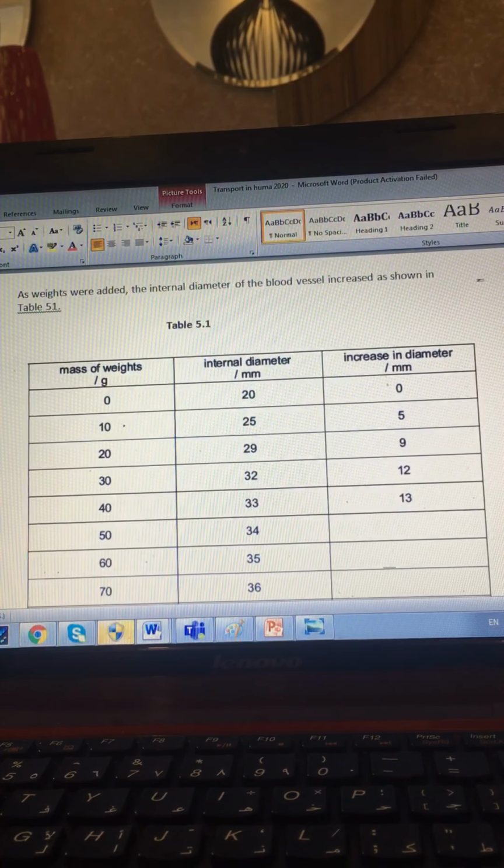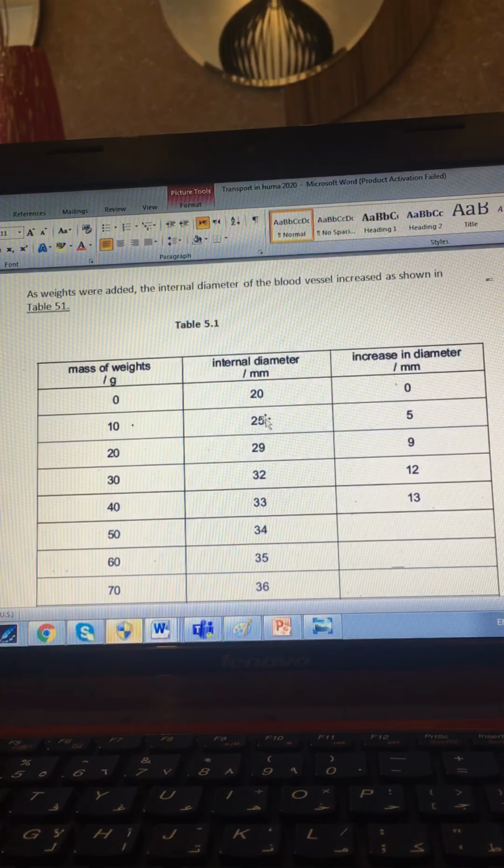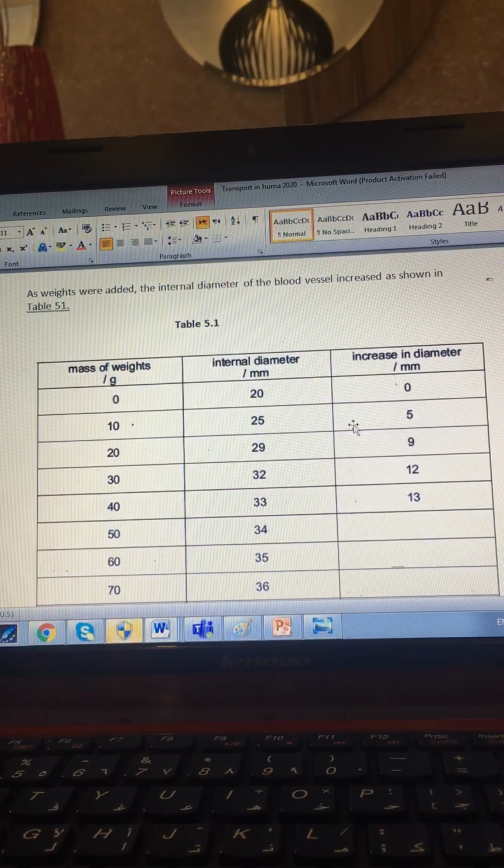So at the beginning, 0, the internal diameter was 20 millimeter, so no increase because weights were not added. Then we added only 10 grams. After 10 grams, if you noticed, the internal diameter became 25. So the increase from 20 to 25 is 5. We take the difference between the final and the original one. So 25 minus 20, the increase is 5.